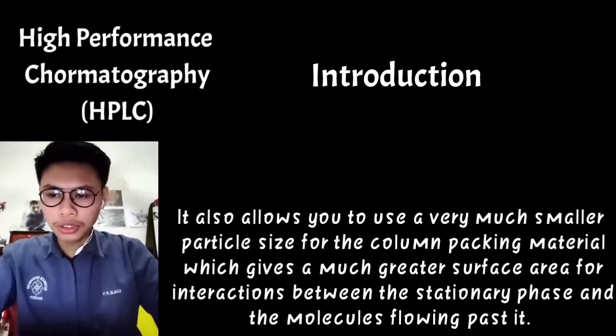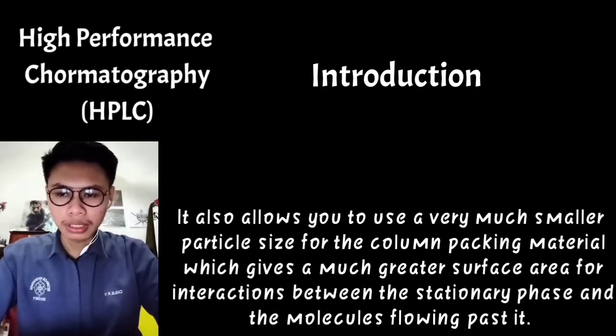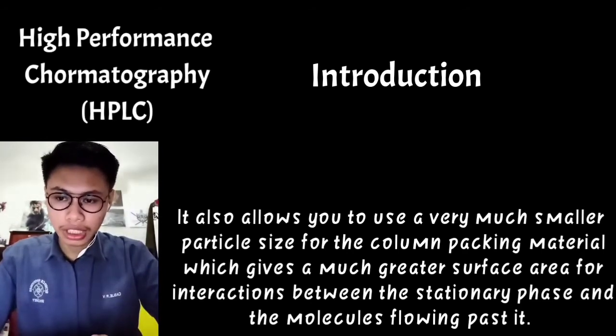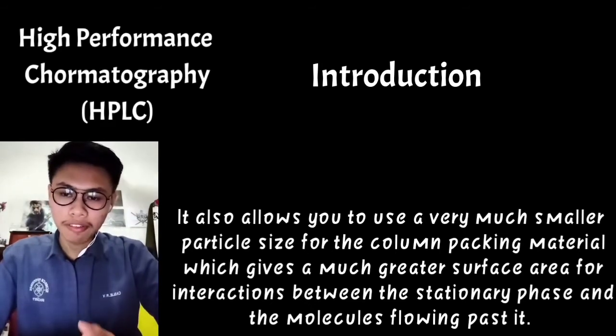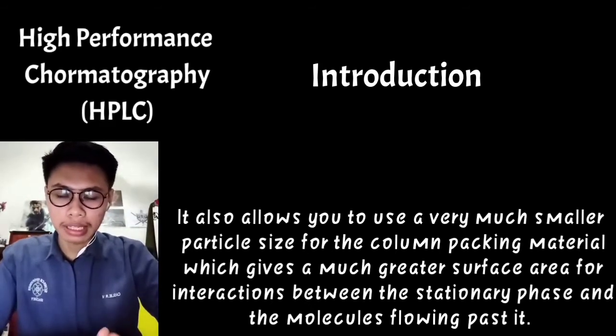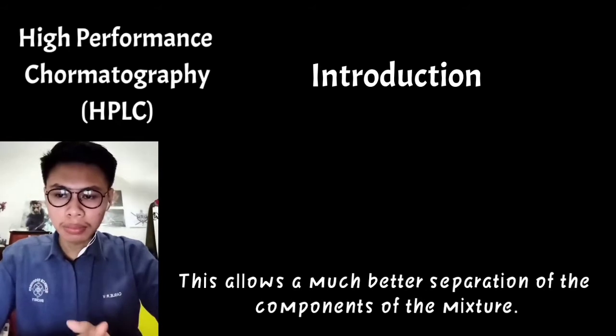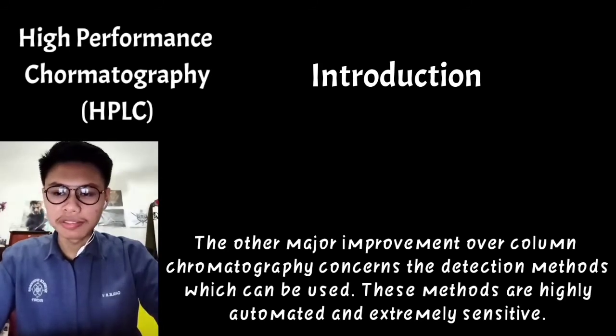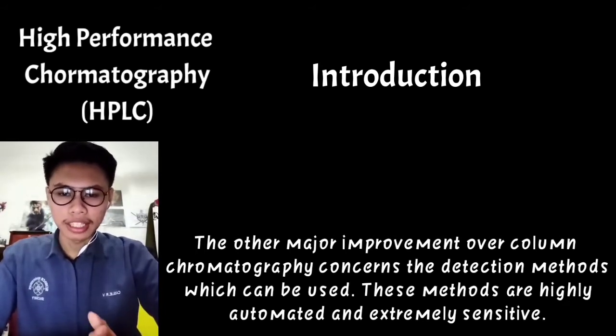It also allows you to use a very much smaller particle size for the column packing material, which gives a much greater surface area for interactions between the stationary phase and the molecules flowing past it. This allows a much better separation of the components of the mixture. The other major improvement over column chromatography concerns the detection methods which can be used. These methods are highly automated and extremely sensitive.